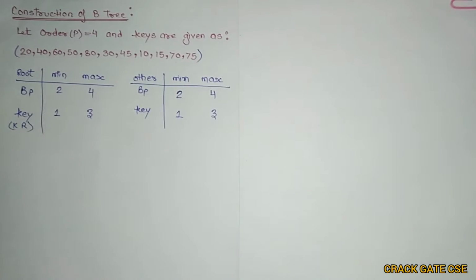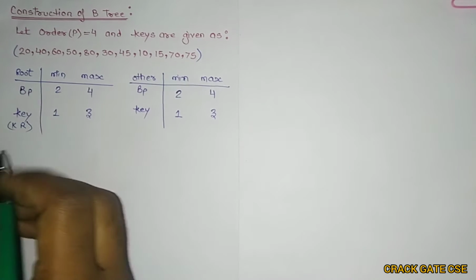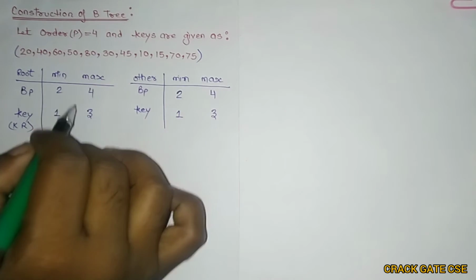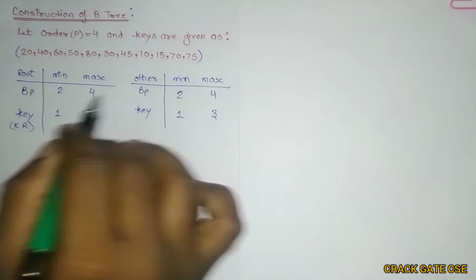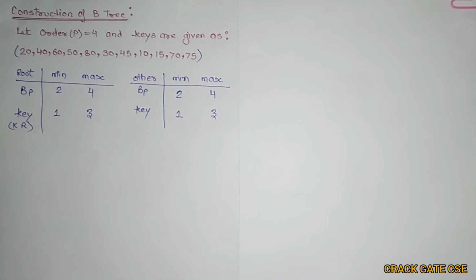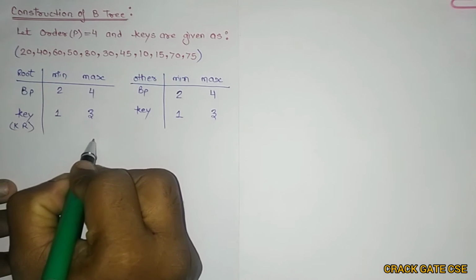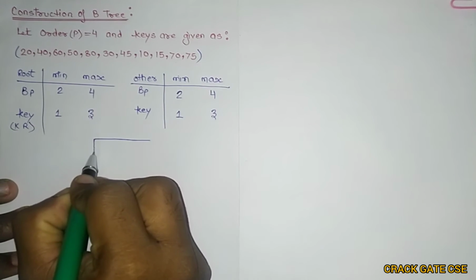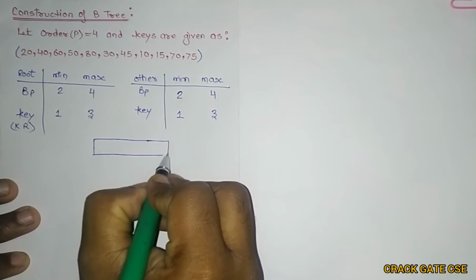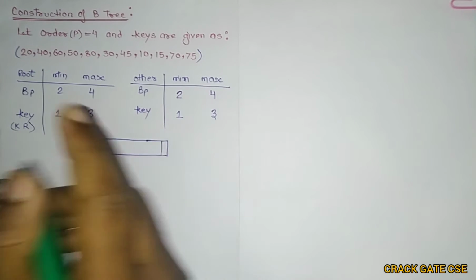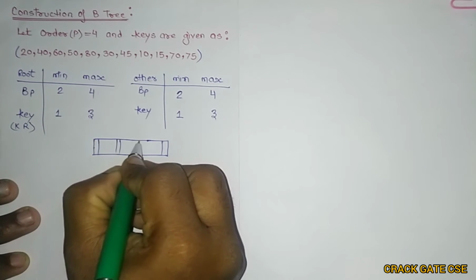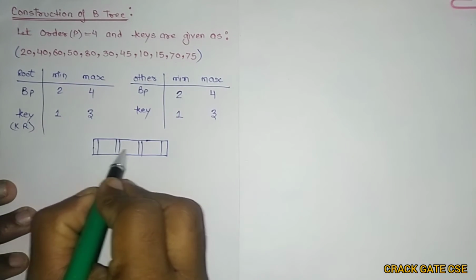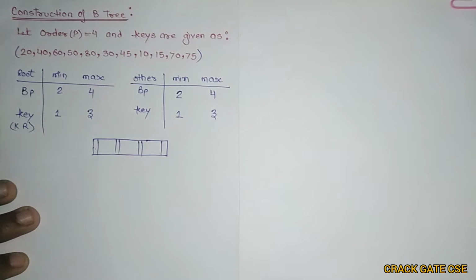In this case both of these tables are exactly the same, but it does not need to be the case all the time. These two tables can differ. So we got to know that the maximum keys can be 3 and the maximum block pointers can be 4 in both cases. That means we got the size of our node. We'll have 4 block pointers and 3 keys, so you can see I have space for 4 block pointers and 3 keys.